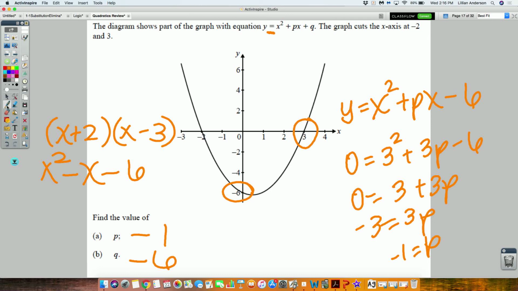Is there gonna be any questions where they say find a, and they don't give it to us? Possibly, but the same way that I just found p by using another point is the same way you could find a. So remember, you use any point on the quadratic to find any variables that you're missing.